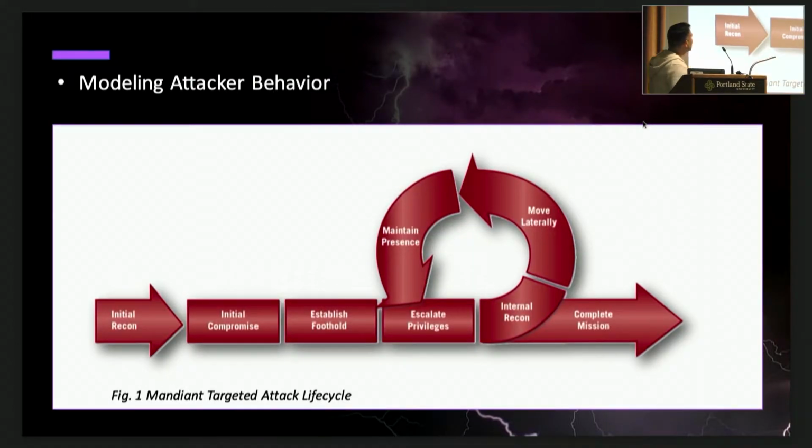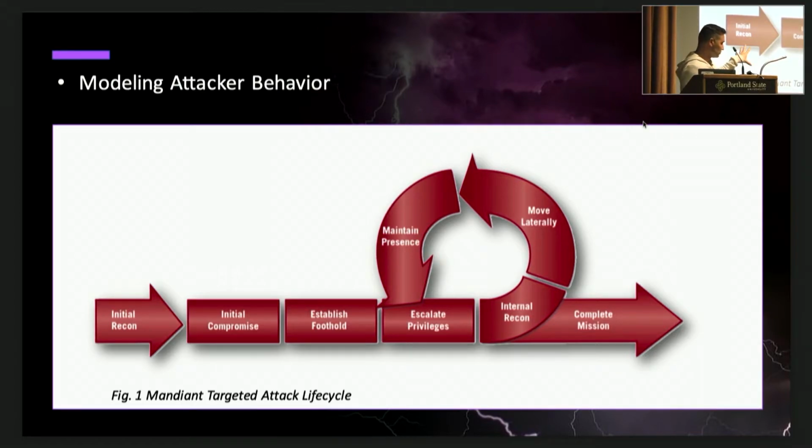So modeling attacker behavior, I'm sure you've all seen the cyber kill chain, whether it be Lockheed Martin or the unified kill chain. This is an example of the Mandiant targeted attack lifecycle. I wanted something simple, so I used this. The idea here is that you want to model attacker behavior, especially in the cloud. There are not too many resources that can help you figure out how a lot of attackers are compromising cloud environments.